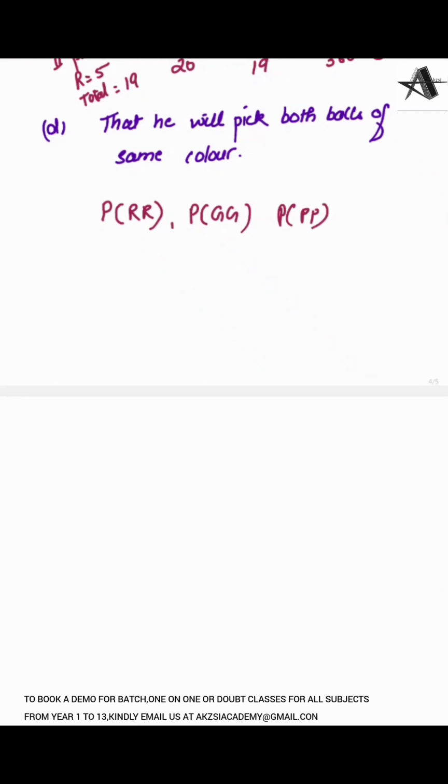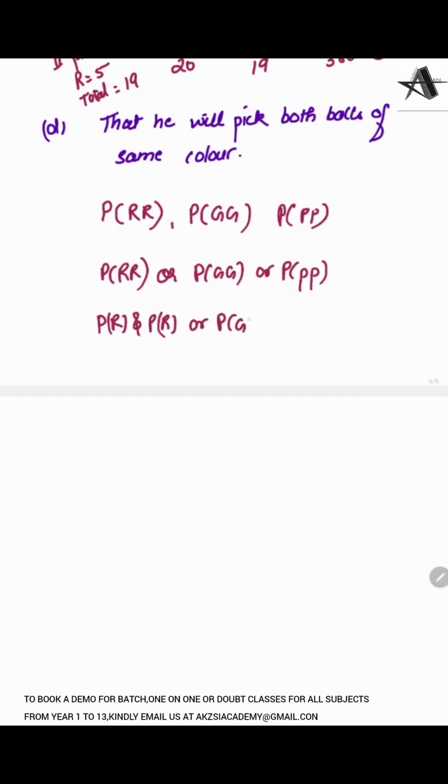Now, probability of red red. He can pick only one combination, because both balls should be of the same color. So either it will be red red, or green green, or pink pink. These are the possible combinations. As I told you, if there is an or in between, you need to add them up. So the probability of picking red and red, or the probability of picking green and green, or the probability of picking pink and pink. These are the possible ways.